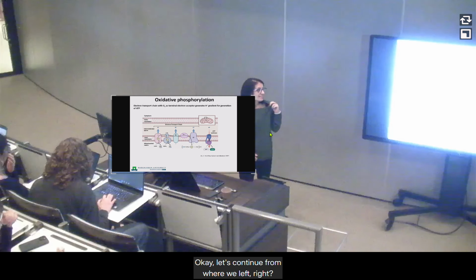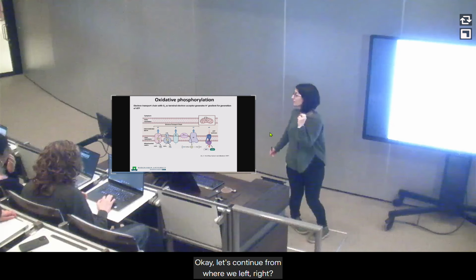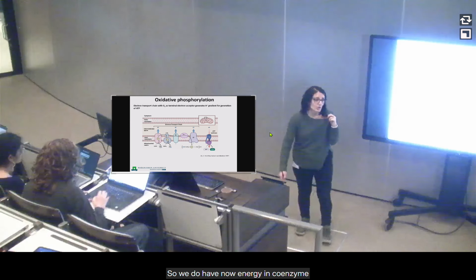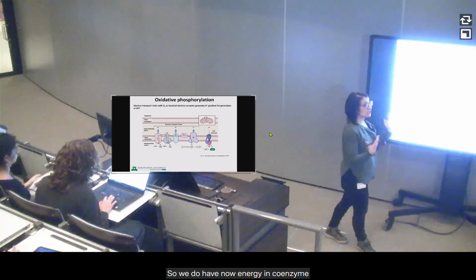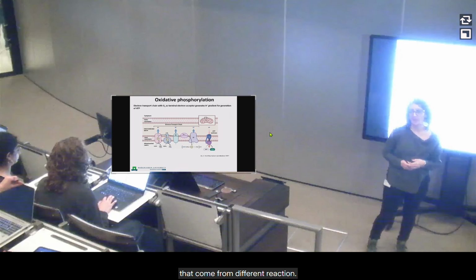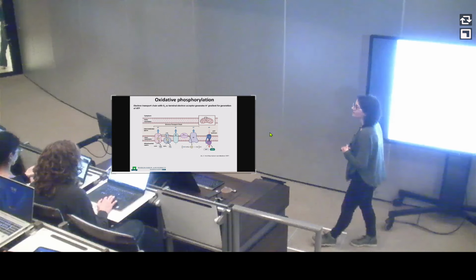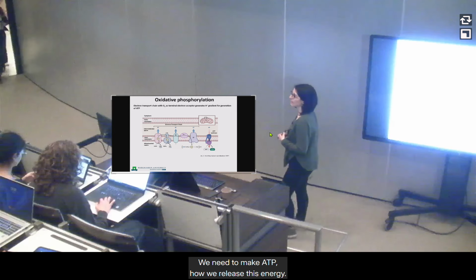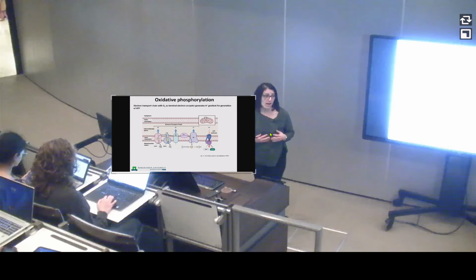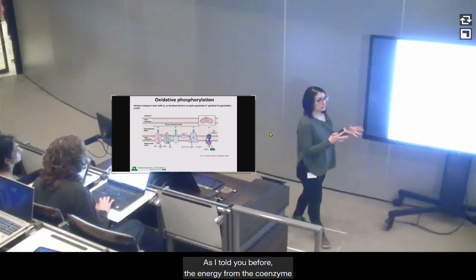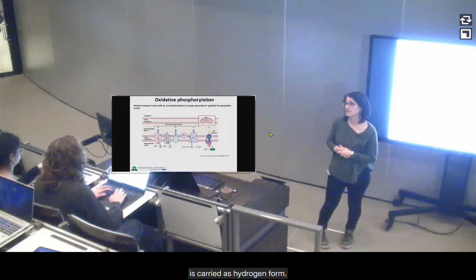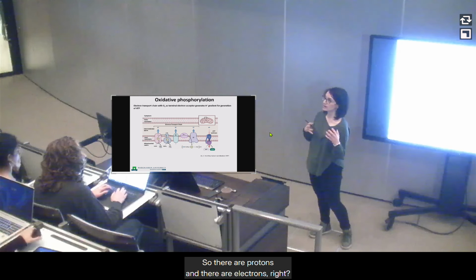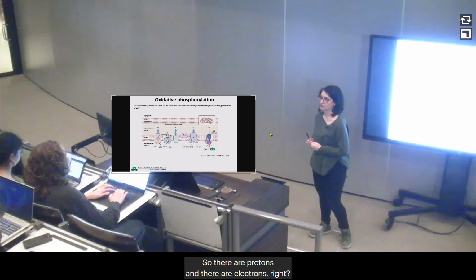Okay, let's continue from where we left, right? So we do have now energy in coenzyme that come from different reactions. We will show that at the end. We need to make ATP. How do we release this energy? As I told you before, the energy from the coenzyme is carried as hydrogen form. So there are proton and there are electron, right?